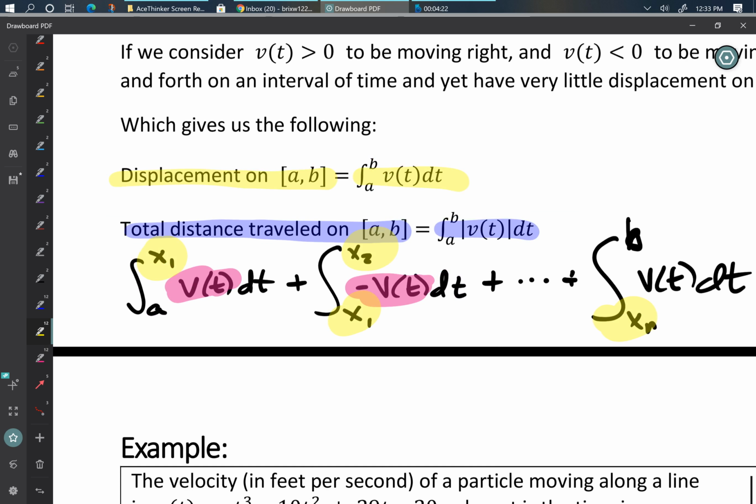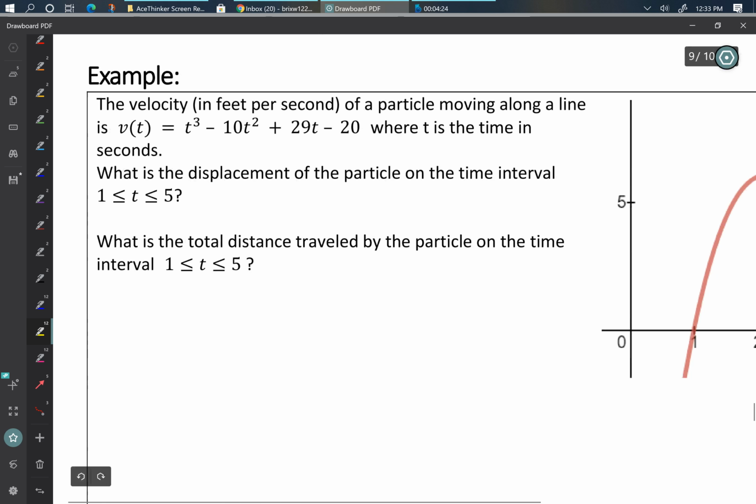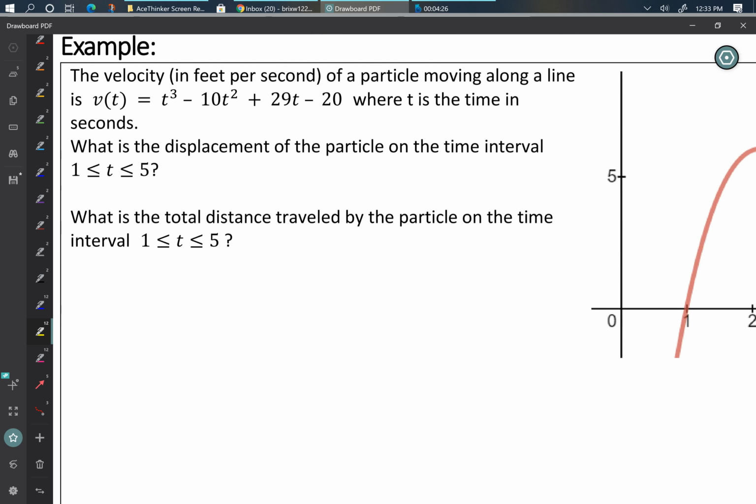In fact, that's going to be the example we're going to do. The velocity, measured in feet per second, of a particle moving along a line is v of t equals that cubic equation right there, where t is the time measured in seconds. What is the displacement of the particle on the time interval 1 to 5? And what is the total distance traveled by the particle on the same time interval?